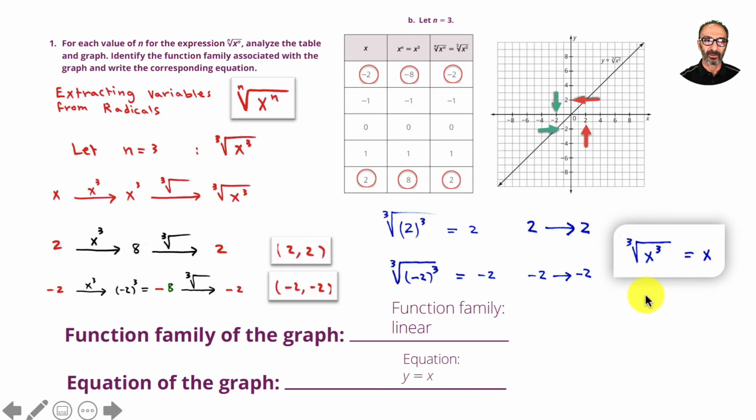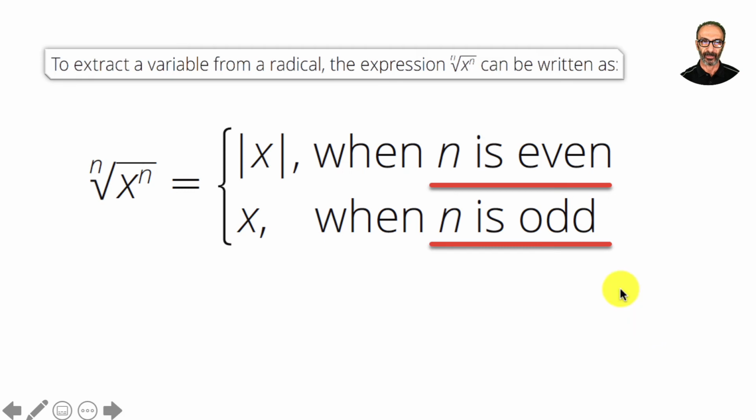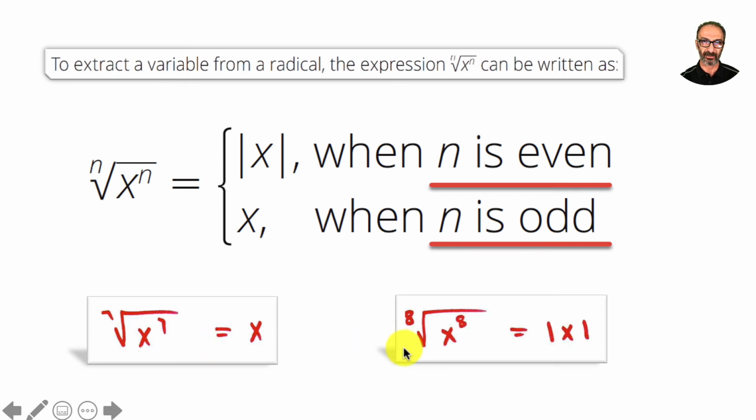To summarize what we are doing with the tables and the graphs, here is the summary. The nth root of x to the nth can be written as an absolute value if n is even. It stays the same as y equals x if n is odd. Let's take two examples quick. The 7th root of x to the 7th is x, whereas the 8th root of x to the 8th is the absolute value of x. That's what you want to take with you. Let's move on.